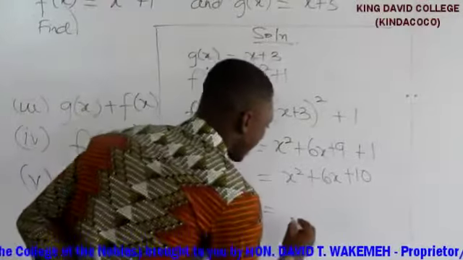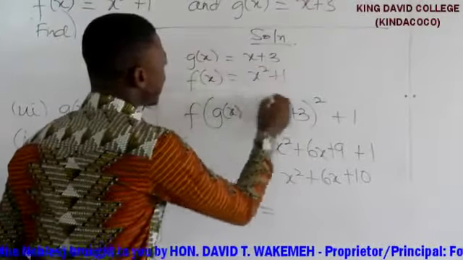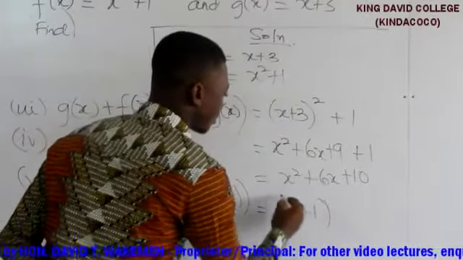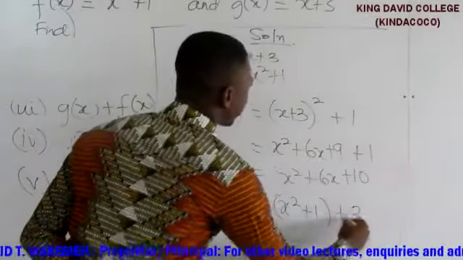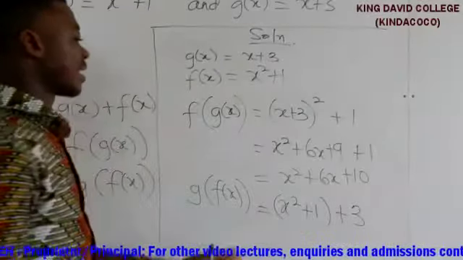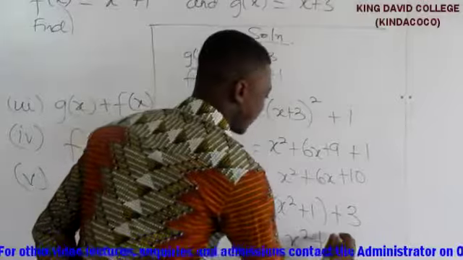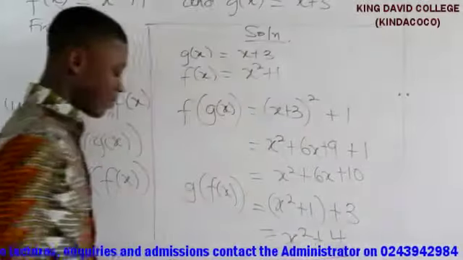So then this one will give us, this x here will be replaced by the f of x. So (x squared plus 1), all this plus 3. So just a matter of expanding this, and then you have x squared plus 4.